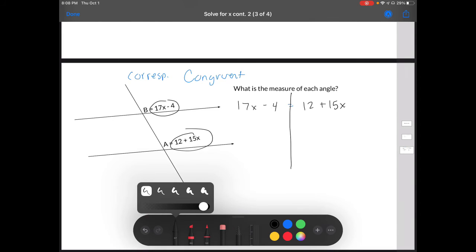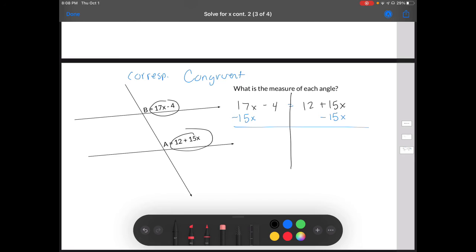Next we check for moving variables. I do have two variables, so I'm going to need to move one of these. We've got 17x and 15x. The hint I gave you yesterday was it'll make it easier if you move the smaller number. The smaller number here would be 15. Since it's plus 15x, I'm going to subtract 15x from both sides. 17 minus 15 is 2. Bring down the minus 4. Bring down the 12. The 15s cancel out.